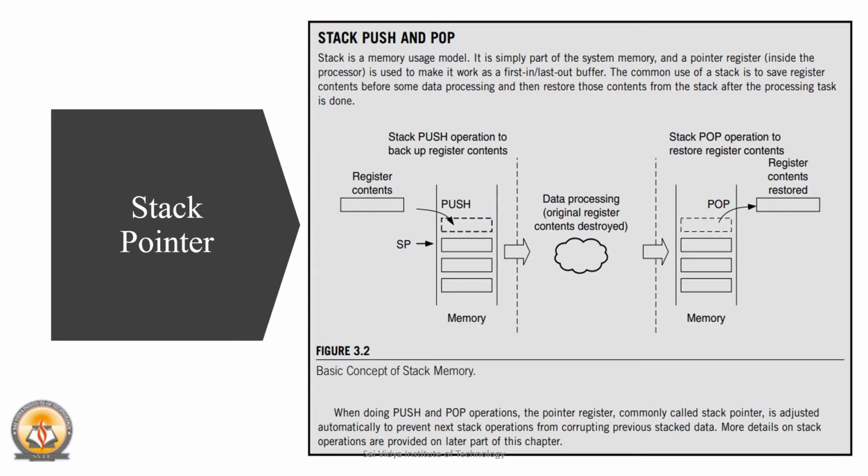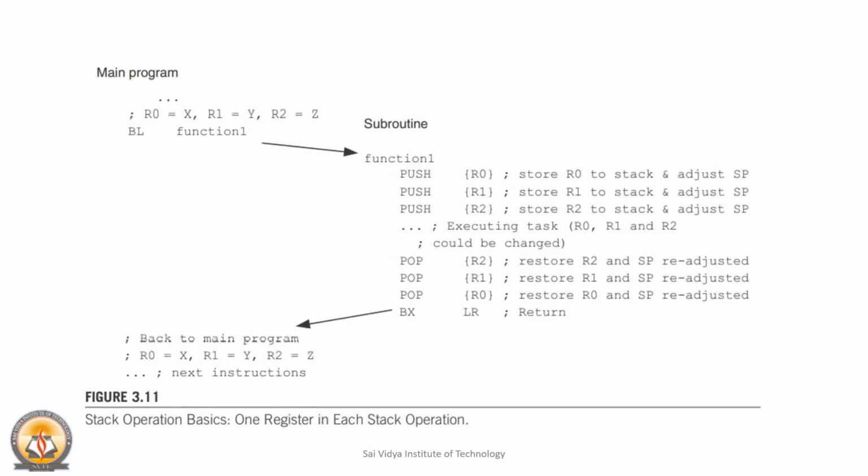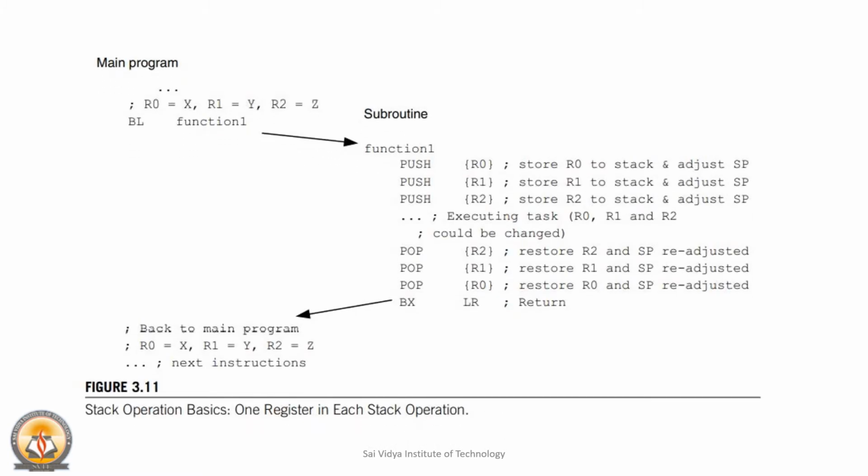Once the function or the subroutine has been processed, before it returns to the main program, the register contents are popped out of the stack memory. Note that the Cortex-M3 processors have a fully descending stack architecture. Stack operations can be done in two ways. The first one is one register in each stack operation. When only one value of one register is pushed into the stack memory or popped out of the stack memory with each line of code, then we say that one register in each stack operation has occurred.